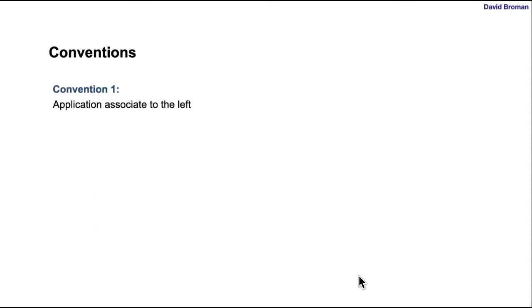And one convention is about how you write an application. It basically says that it associates to the left. So in this function application, you have a function f, which is applied to x, which is applied to y. So it's actually two arguments. And when you write it in this style, it's called curried. It's curried because you apply two arguments to one function.